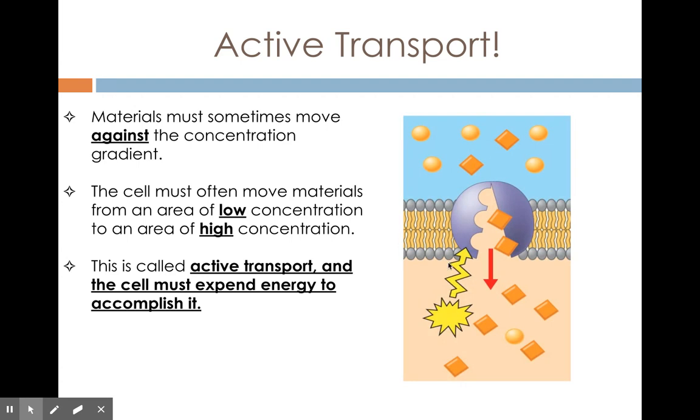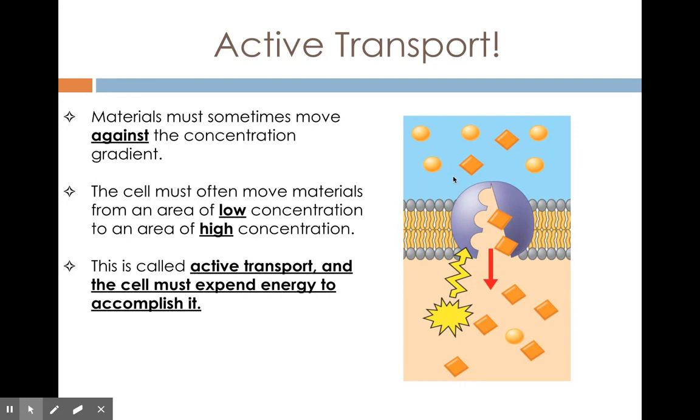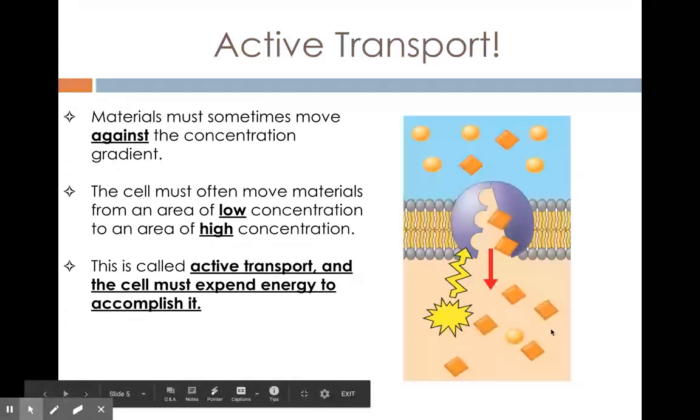So here's an example. I see these little orange boxes here. I've got 2 on the outside of my cell, and I have 5 on the inside of my cell. I'm trying to get these orange boxes from a low concentration to a high concentration, and it can be done here with my protein, but I'm going to need energy. That's this yellow thing here, that's energy.